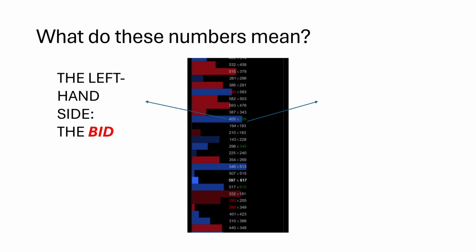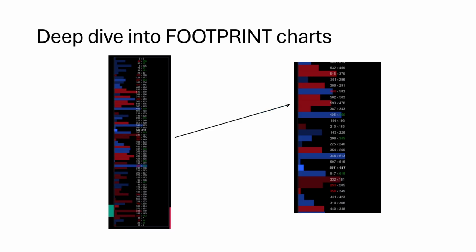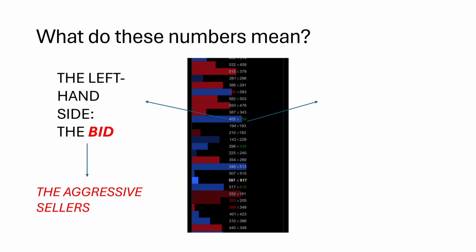So the left number is the bid. What you want to understand with the bid is that these are the aggressive sellers. The way you want to interpret the word aggressive is to think about it this way: they are hitting the market in real time. So let's put some context to this. Let's say this is a 5-minute candle, and this number here is 405. The way you want to interpret this, very simply, is there are 405 aggressive sellers. So there are 405 active, real-time, in-the-now sellers that are trying to drive price down.